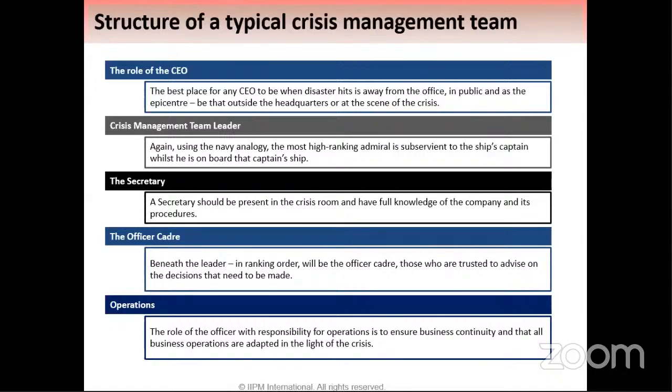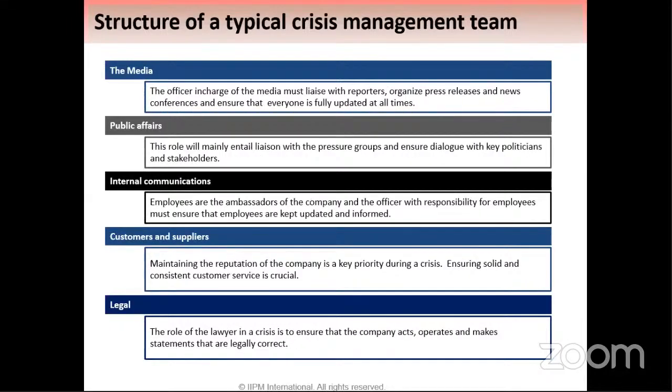Then we have operations. The role of the officers with responsibility for operations is to ensure business continuity and that all business operations are adapted in the light of the crisis. Then we have media. The officer in charge of the media must liaise with the reporters, organize press releases and news conferences, and ensure that everyone is fully updated at all times. Then public affairs. This role will mainly entail liaising with pressure groups and ensuring dialogue with key politicians and stakeholders.